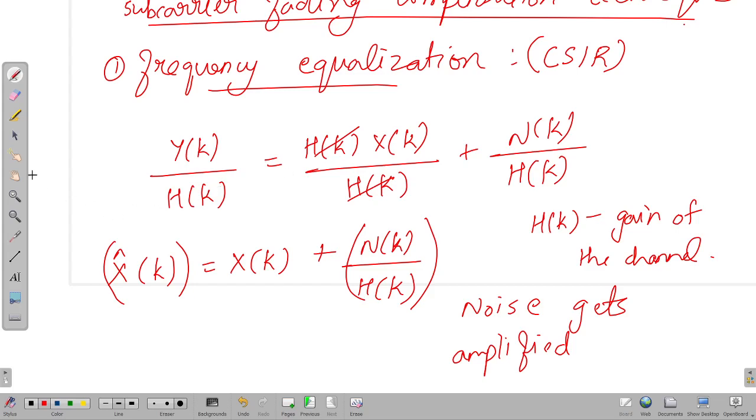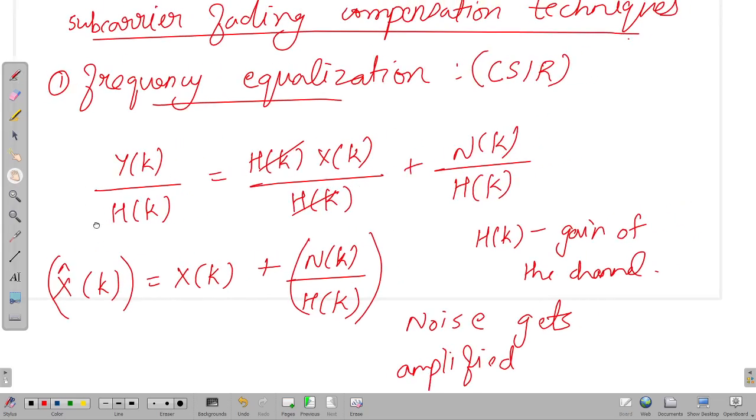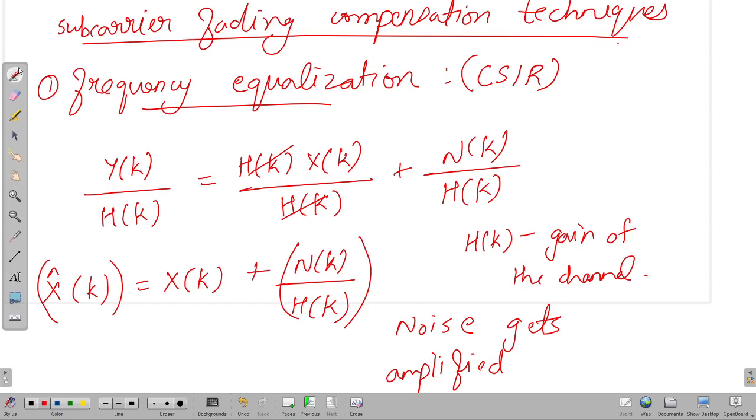And why is it called frequency equalization? Because this equalization, some people might call it inverting the channel. We are actually trying to invert the effect of the channel.